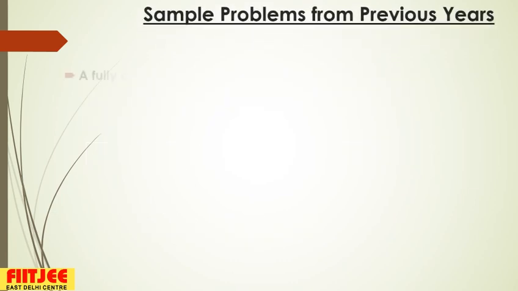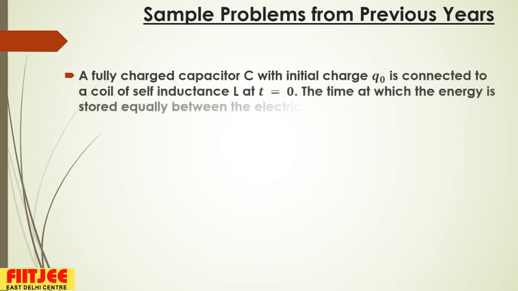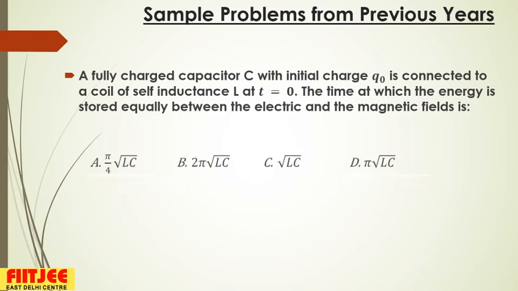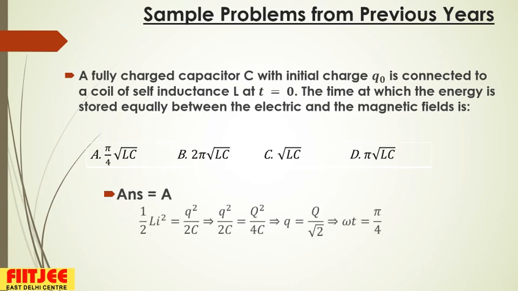Now the second question is: a fully charged capacitor C with initial charge Q0 is connected to a coil of self-inductance L at t = 0. The time at which the energy is stored equally between the electric and magnetic field is. Here four options are given. Basically this is the same type of question which was discussed in the previous slide. If we solve this question, you will get option A as the correct answer.